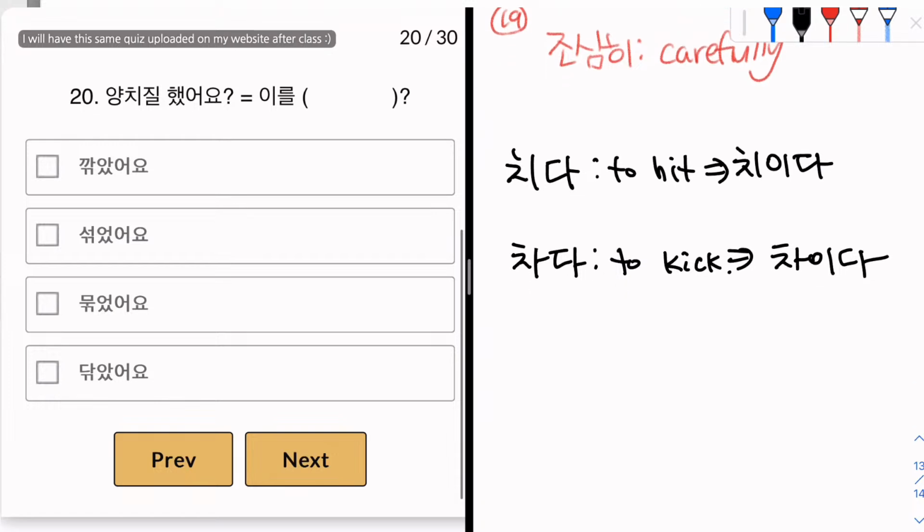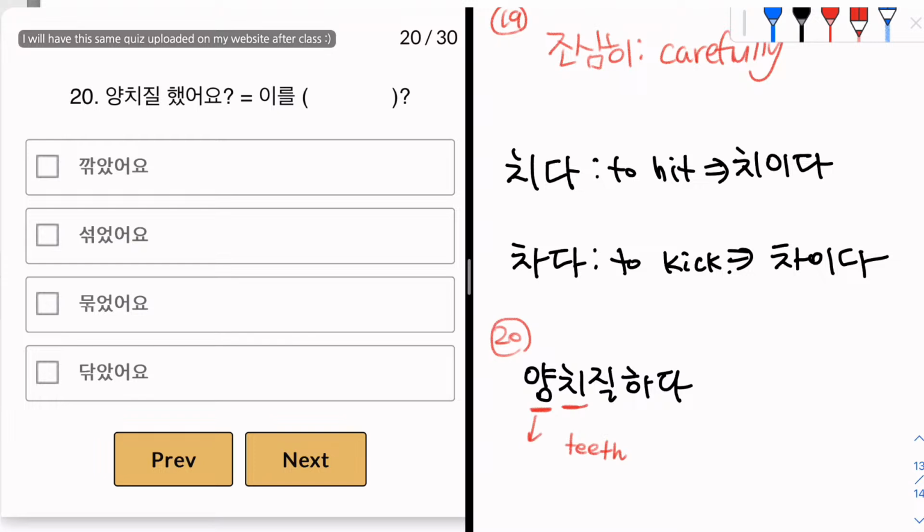And number 20, guys. Number 20. Do you guys remember what 양치질하다 means? 양치질하다. This 치 means teeth. I'm not sure exactly where 양 comes from, but it has something to do with cleaning. And 질 is an act, so you do the action of cleaning your teeth. So 양치질하다 means to brush one's teeth, to brush teeth.